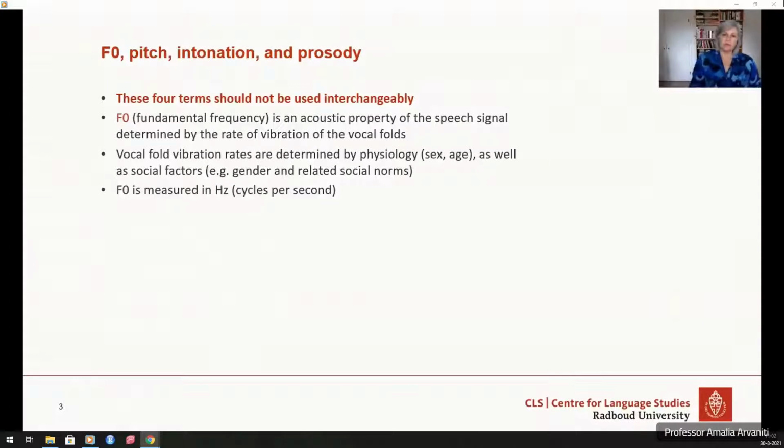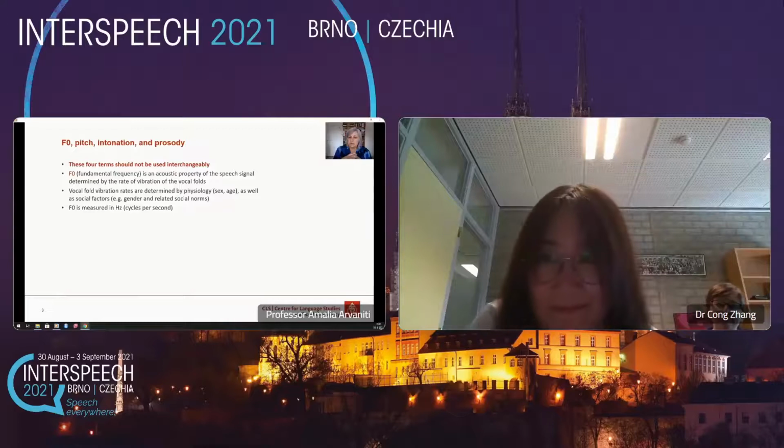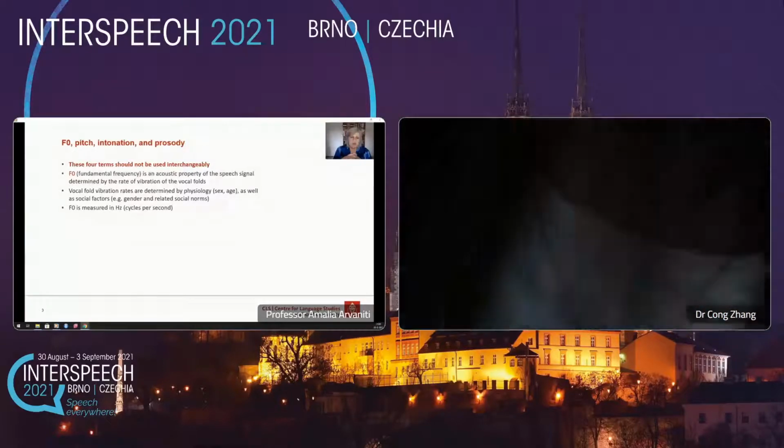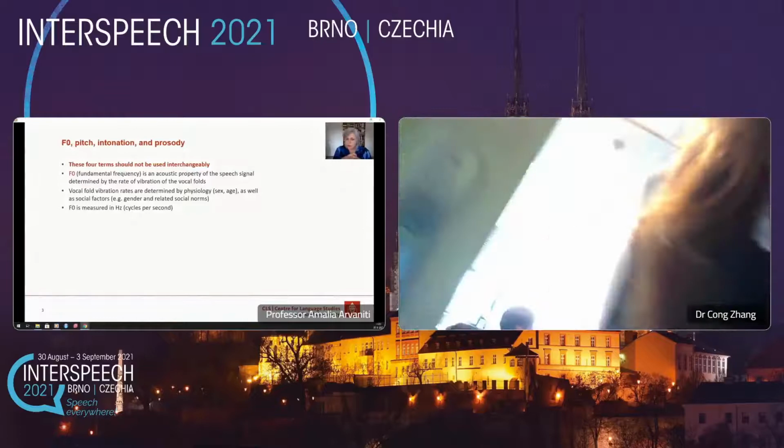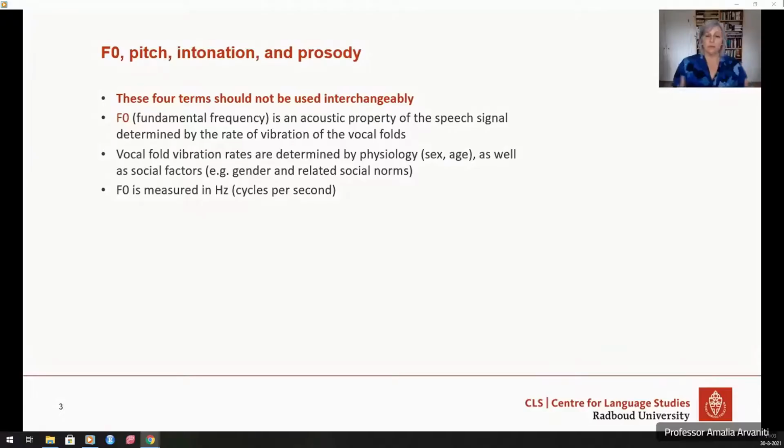F0, or fundamental frequency, is an acoustic property of the speech signal. It is determined by the rate of vibration of the vocal folds, which in turn is determined by physiology, the speaker's gender, and related social norms. So, for example, women generally biologically have higher pitch than men because they have shorter and thinner vocal folds, but whether they use the upper part of their natural range or the lower part is culture specific. F0 is measured in hertz or cycles per second.